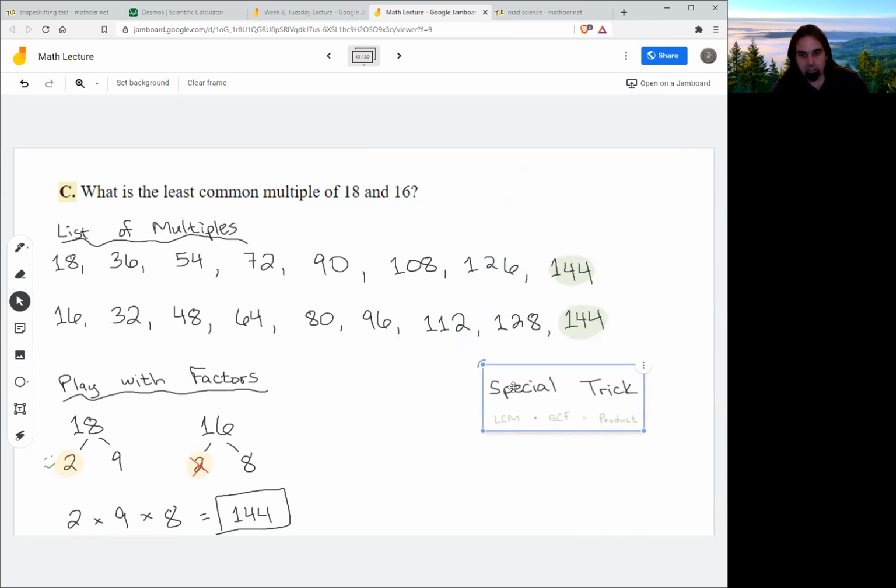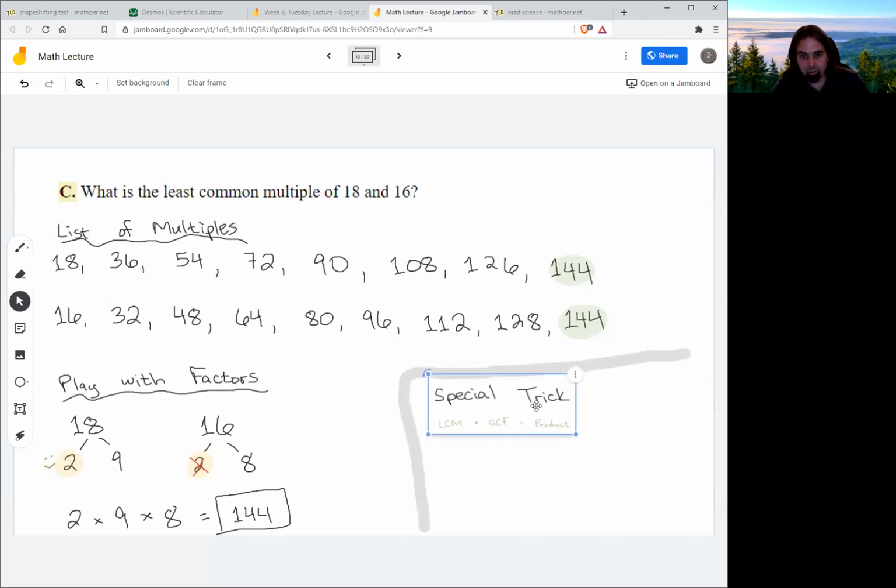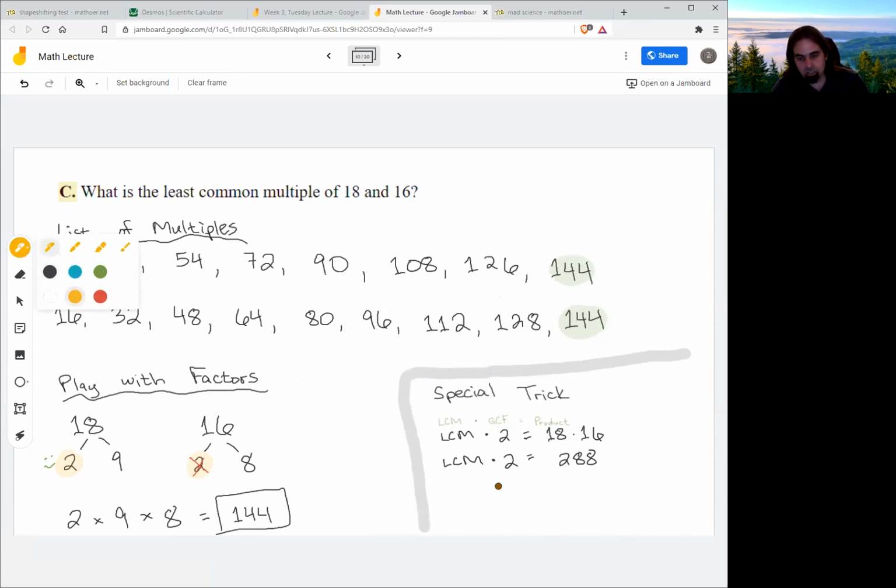Or we could take our special trick, if you like that kind of algebra. So our LCM times the greatest common factor, which was 2, is 18 times 16, my product. So LCM times 2 is 288. And then something is times 2. So to get it by itself, I divided by 2. And my LCM is 144. So 3 ways to do this. Pick whichever you like best.